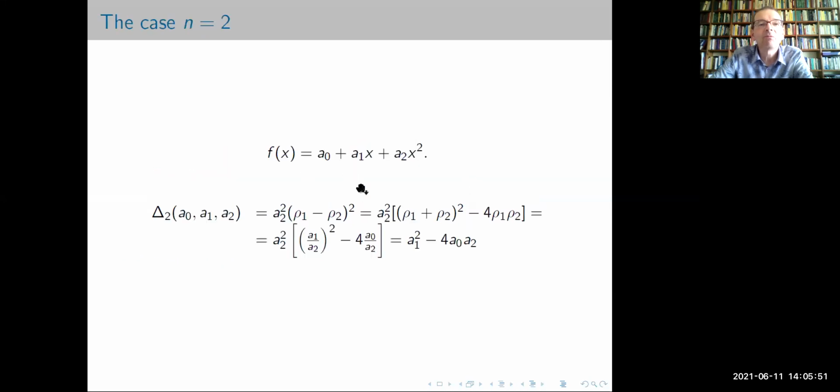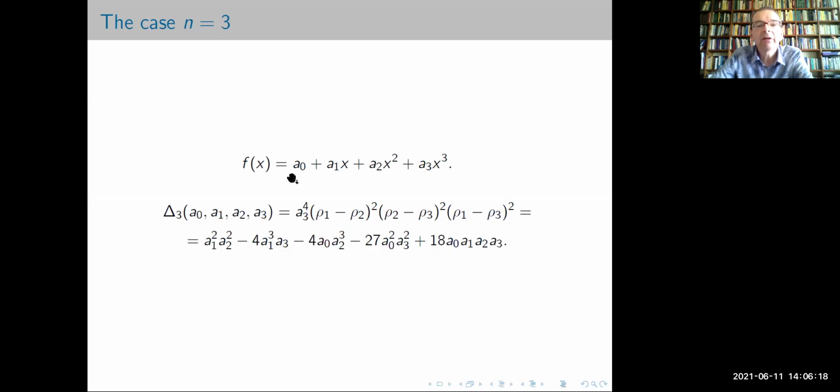Now let's look at how to compute it. In low dimension, one can easily compute this expression using a theorem about symmetric functions. So this is a computation for a quadratic polynomial. We get this expression. Next will be the cubic case. For a cubic polynomial, we get more terms, so five monomials appear in this polynomial.